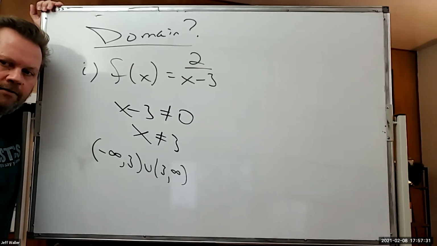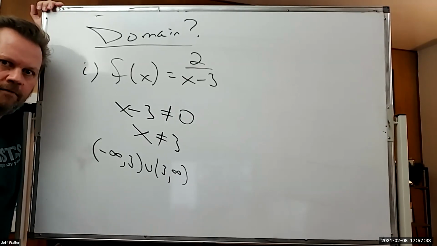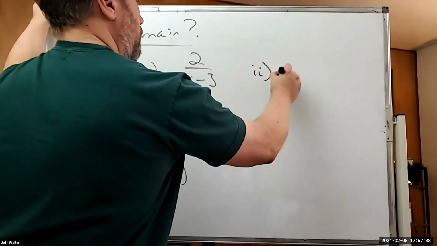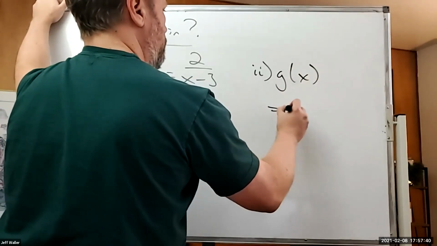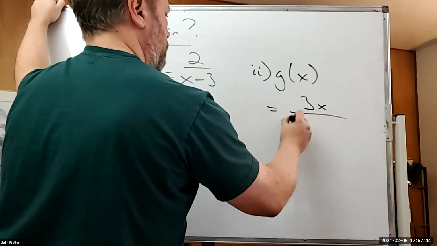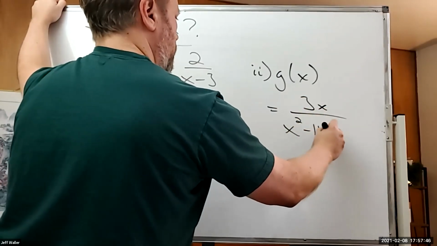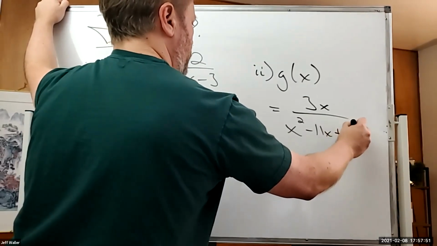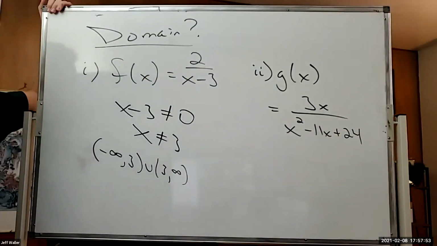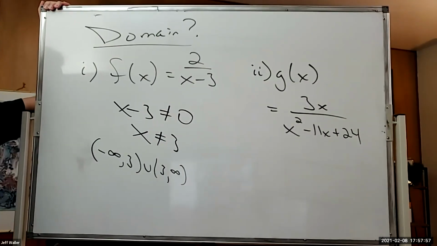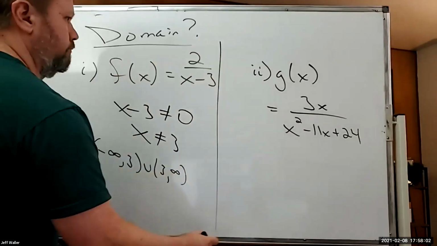I like it. And now, you guys do this one. I don't have any room. I wish I could remember to do room. 3x over x squared minus 11x plus 24. I'll make it something easy. Same question.